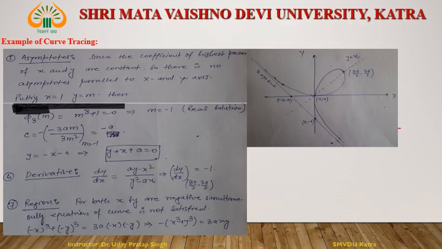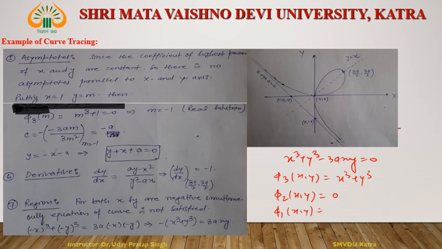Next, asymptotes. See the asymptotes of x cube plus y cube minus 3axy is equal to 0. Collect the degree terms. What is phi 3 of xy? Phi 3 of xy is x cube plus y cube. Phi 2 of xy is minus 3axy. And what is the first degree term? 0. This is the third degree term.